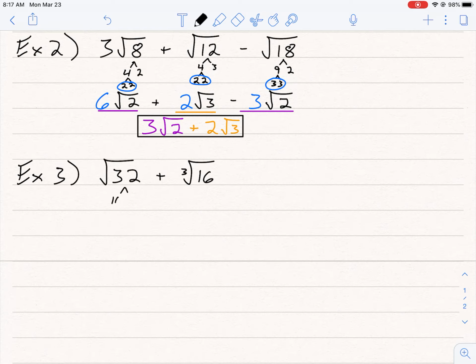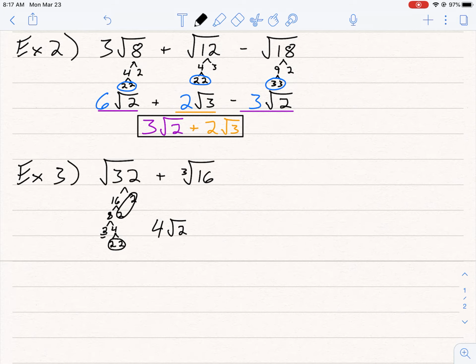So for 32, that'd be 16 and 2. 16 is 8 and 2. 8 is 4 and 2. And then 4 is 2 and 2. So I've got 2's here, 2's here, this leftover 2. So that simplifies to 4 square root of 2.